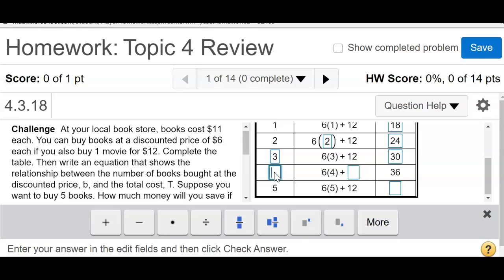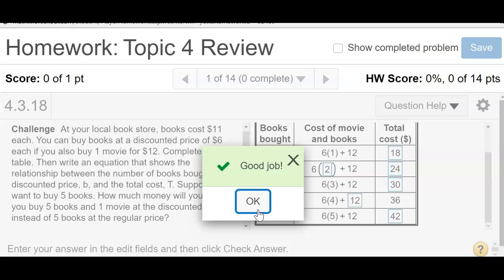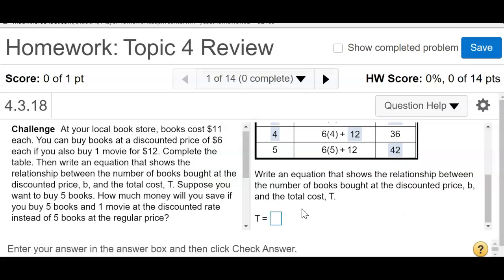What number goes here? Sydney? 4. What number goes here? What are we adding? Jack? 12. It's $36. So 5 books would cost us how much? Emery? 42. Do we agree? Okay, let's check our answer. Woohoo! If you don't celebrate that when you get this right, great job, nice work. Actually, I always get really happy when you do.